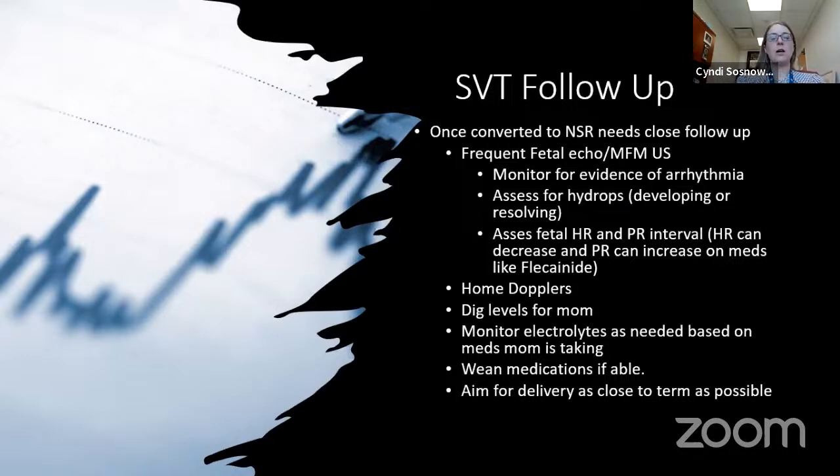Most institutions in these situations will send mom with a home fetal Doppler, so she can measure the heart rate at home and alert anybody if she's noticing the heart rate being above 220 again. Continue to monitor your digoxin levels for mom, and then monitor electrolytes as needed.